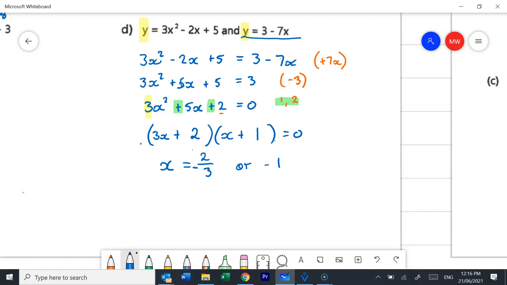Could you just use the quadratic formula? You could use the quadratic formula, yeah, for sure. Yeah, I would stick to the null factor usually because I find it easier. But if you find the quadratic formula easier, unless you're directed to use one of the particular methods, you can use whichever one you want. Yeah.